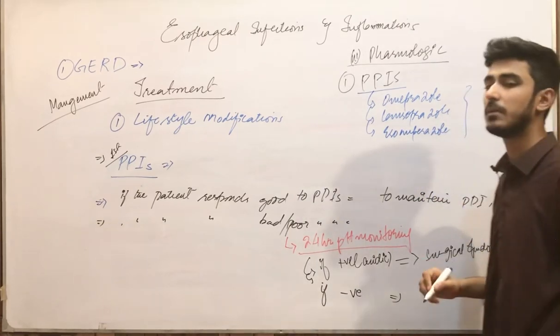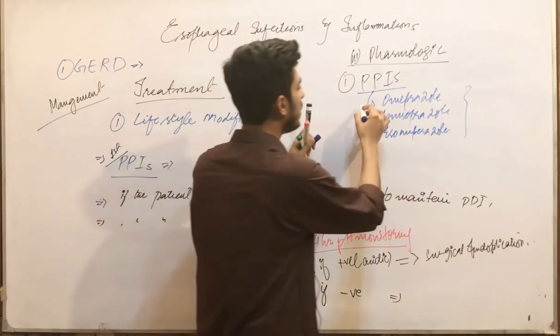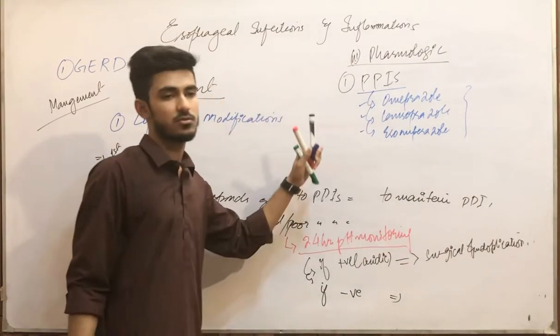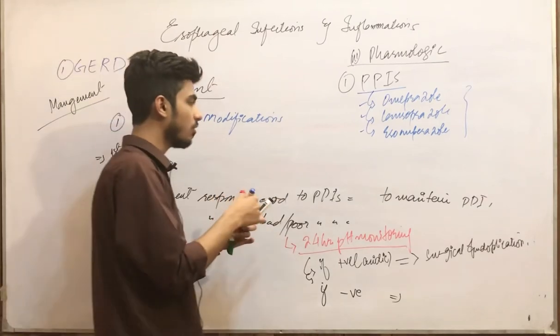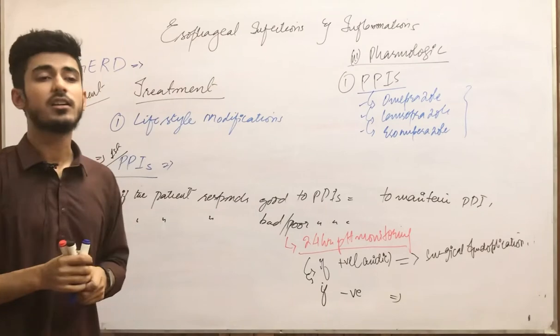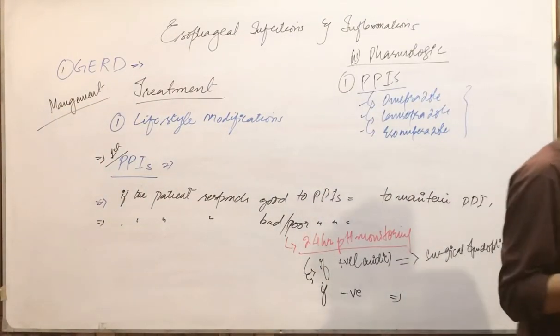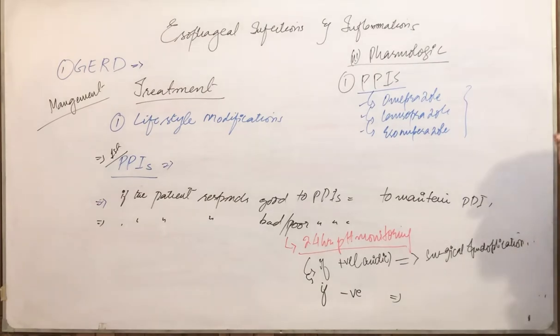Now we are studying medicine in final year, so we have to remember these names of the drugs too. Clear? Now these PPIs, basically you all know that they inhibit the hydrogen potassium ATPase pump. Clear? They inhibit the hydrogen potassium ATPase pump.